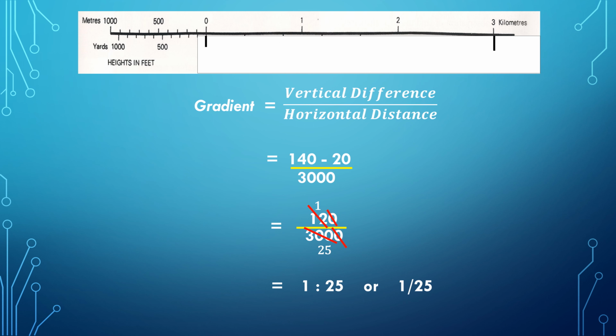Which basically means, class, that for every 25 meters along the horizontal distance, the height of the land increases by 1 meter. Once again, all this means to say is that for every 25 meters along the horizontal distance, the height of the land increased by 1 meter.